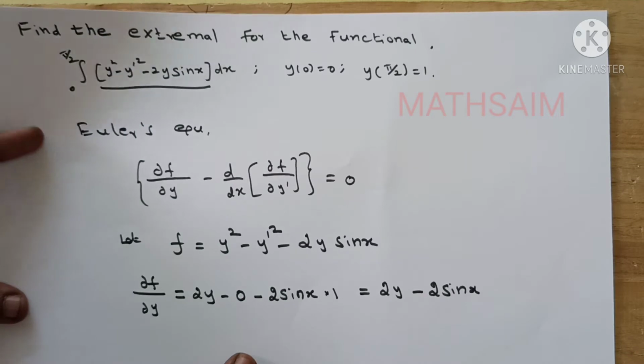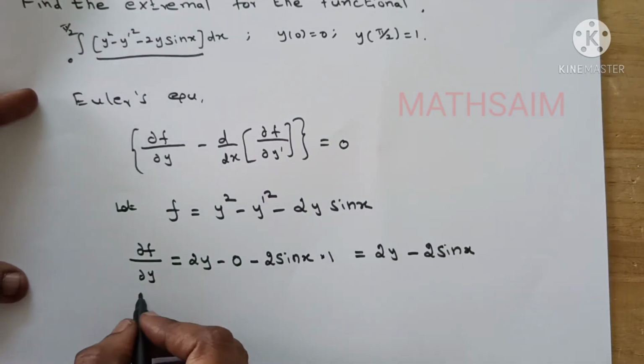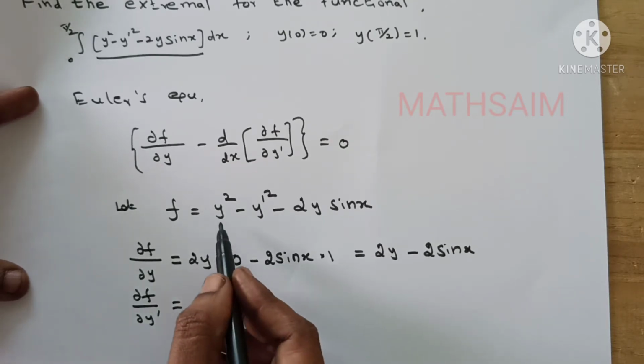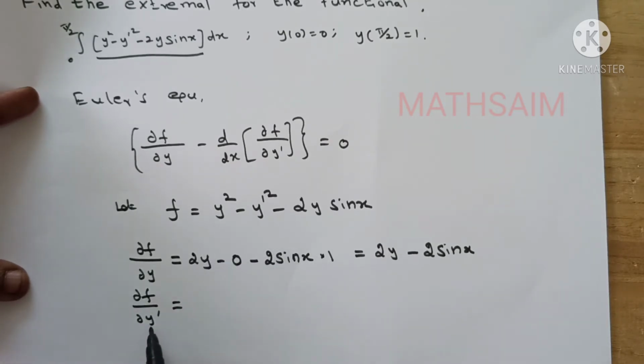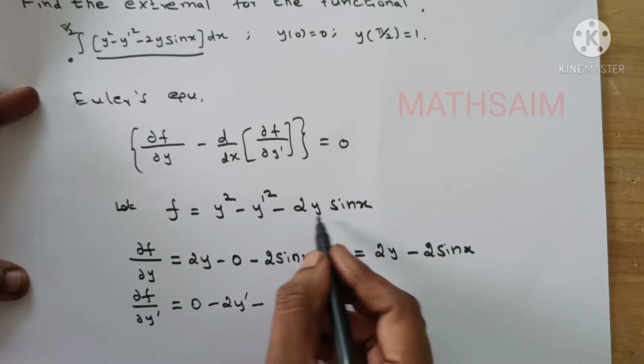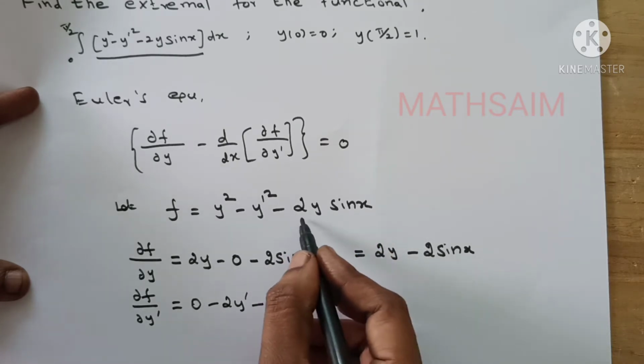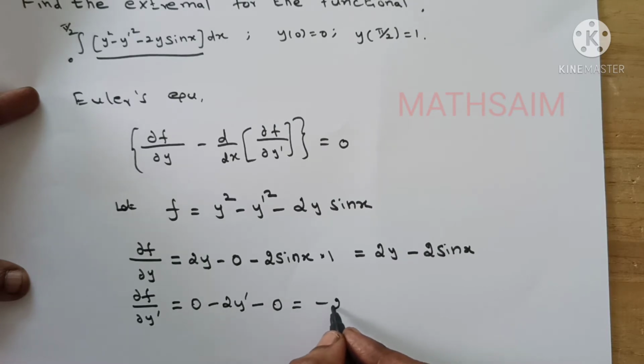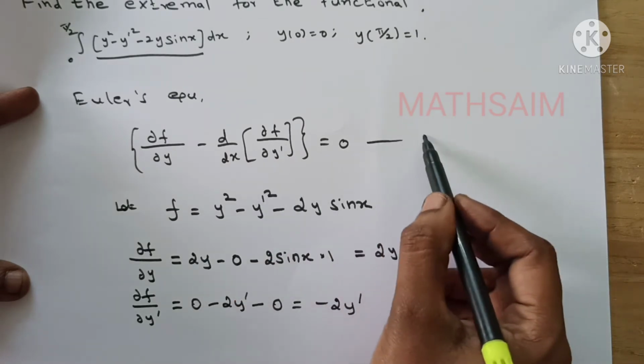Next thing, we are going to find dou f by dou y dash. Here the first term is y square, but we are differentiating with respect to y dash, so this is 0. The next term is minus y dash square, whose derivative is minus 2y dash. In the third term we do not have a y dash term, so it is completely a constant term, so this is also going to be 0. So this is minus 2y dash. Now substitute these two things in the Euler's equation. I'll mark this as 1.